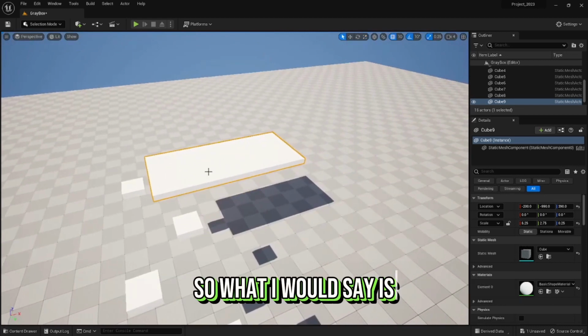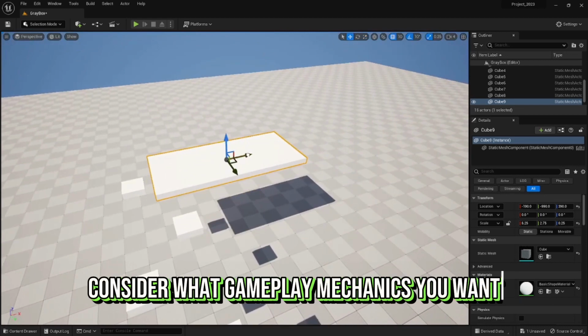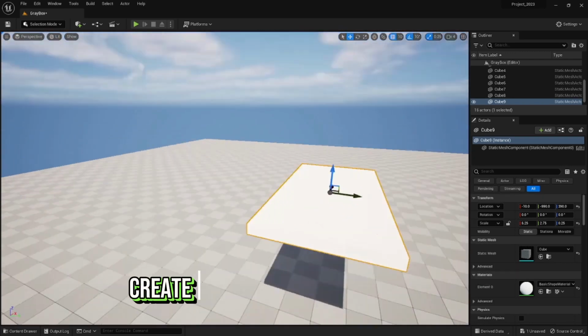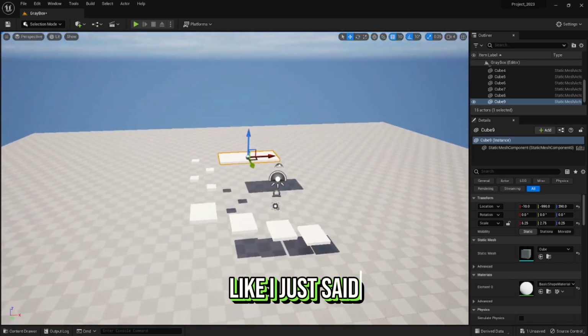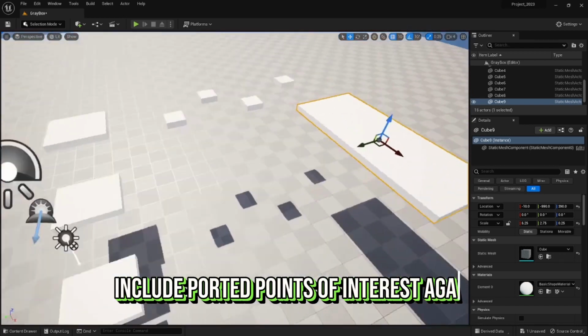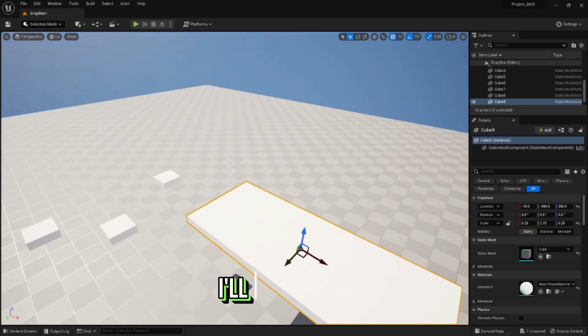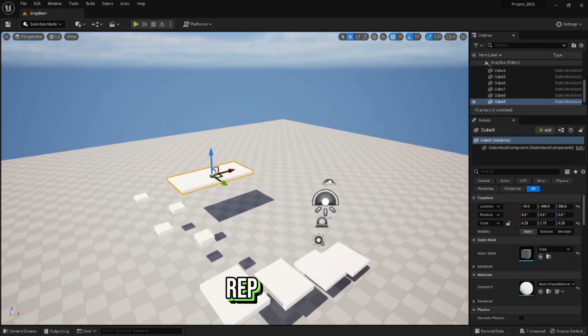So what I would say is consider what gameplay mechanics you want to test and how your game's layout can support them. Create a rough sketch of your level, like I just said. Include plotted points of interest, again, like what I just said, such as objectives and checkpoints. Okay, I'll stop repeating that.